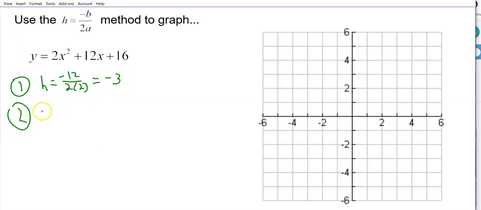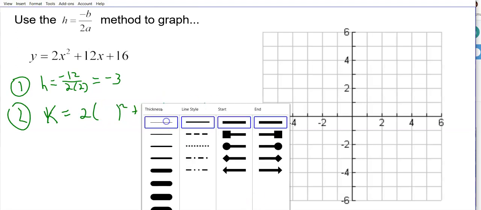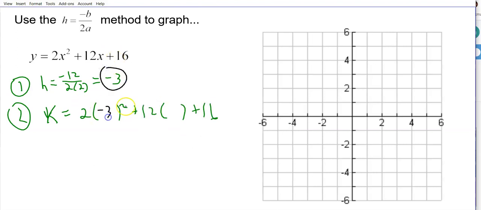Step 2, we're going to plug that in. So k, not y, k is going to equal 2 times x squared plus 12 times x plus 16. And so we're going to plug in that value, negative 3, plug our h value into that problem. So we get k equals 2 times 9 is 18, minus 36 plus 16. So that's 18 minus 20, which is negative 2. And that was the same point. Negative 3, negative 2 is our vertex, right? That's our h, k. It's our axis of symmetry.